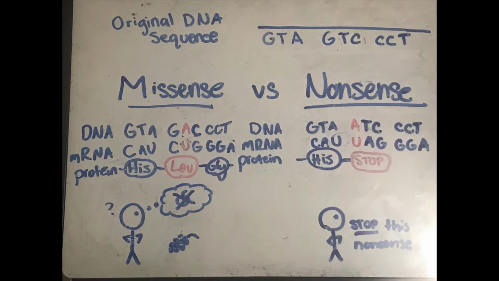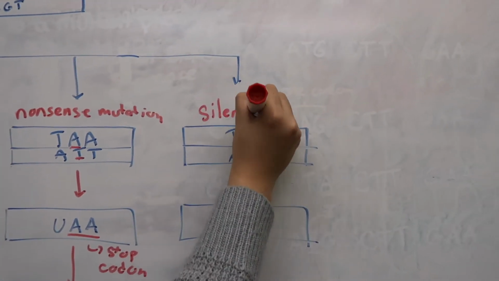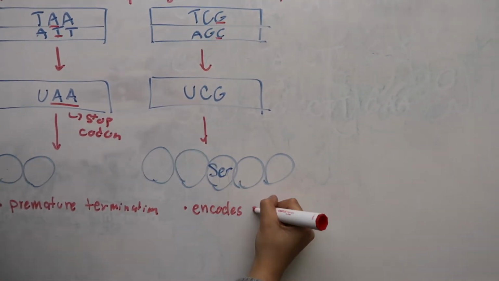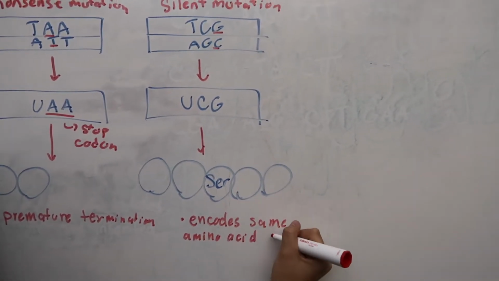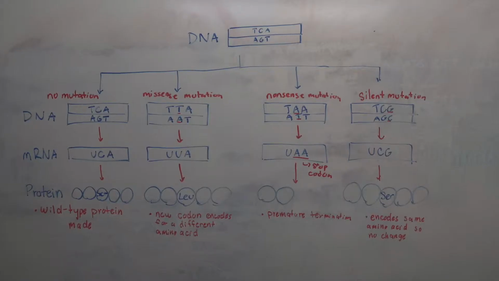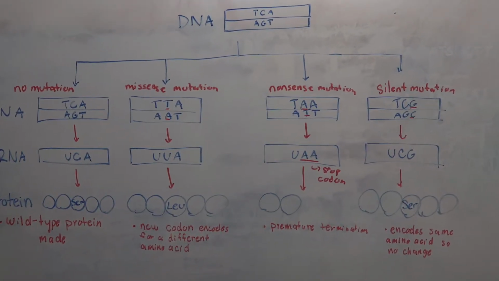Finally, there's a silent mutation. Silent mutations are mutations that have no change to the phenotype of the amino acid. There is more than one codon that can encode an amino acid. Thus, there can be a single base mutation as seen in this example, but the translation process will produce the wild-type protein as if there were no mutation.